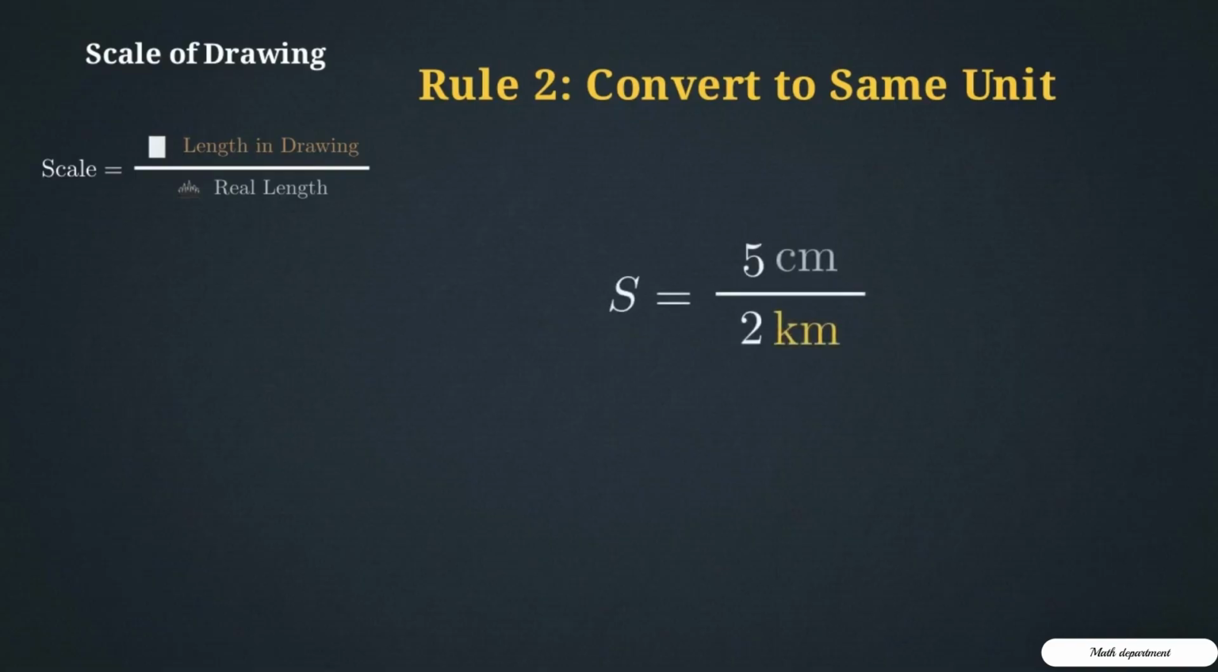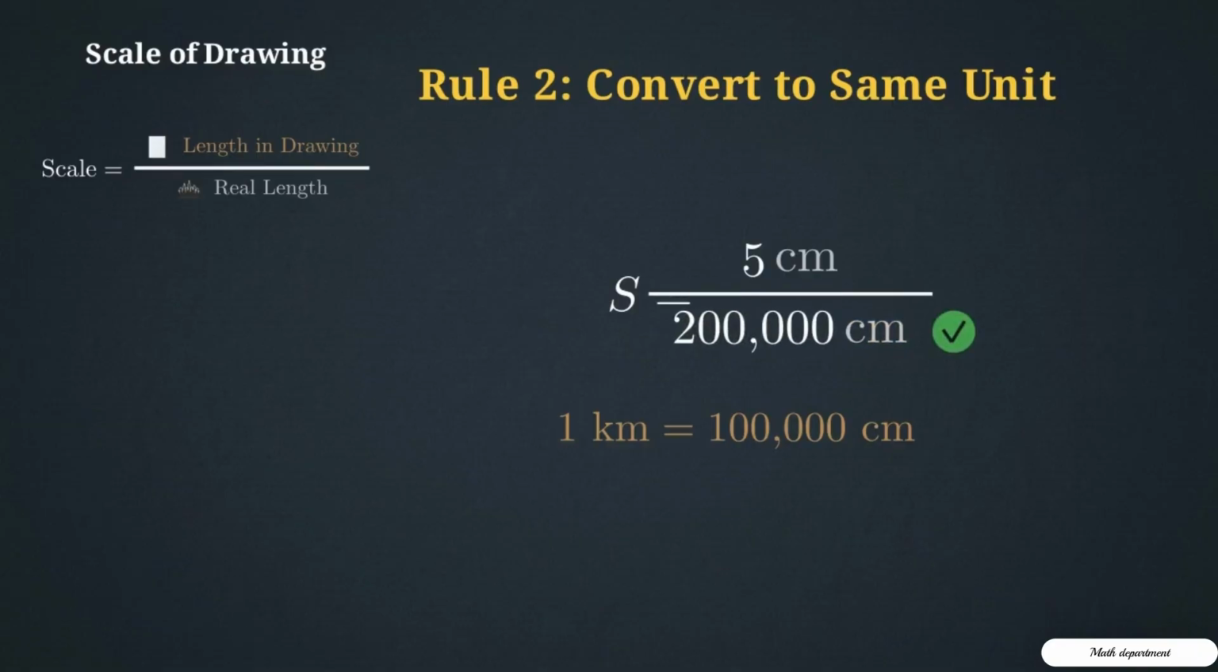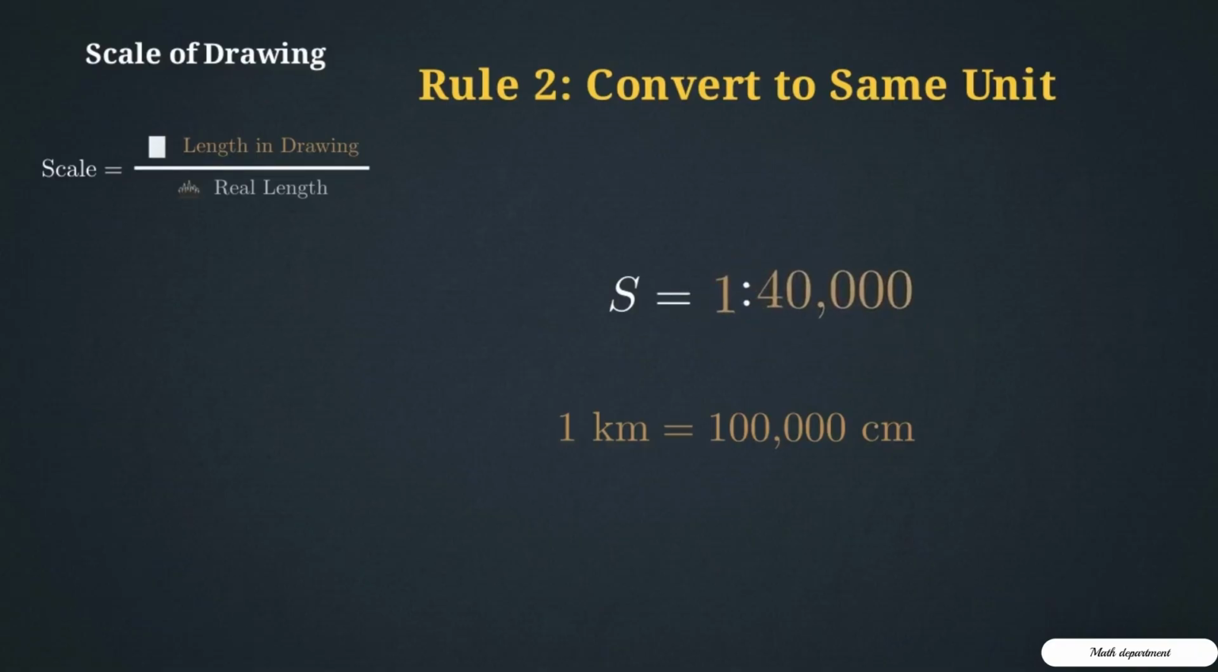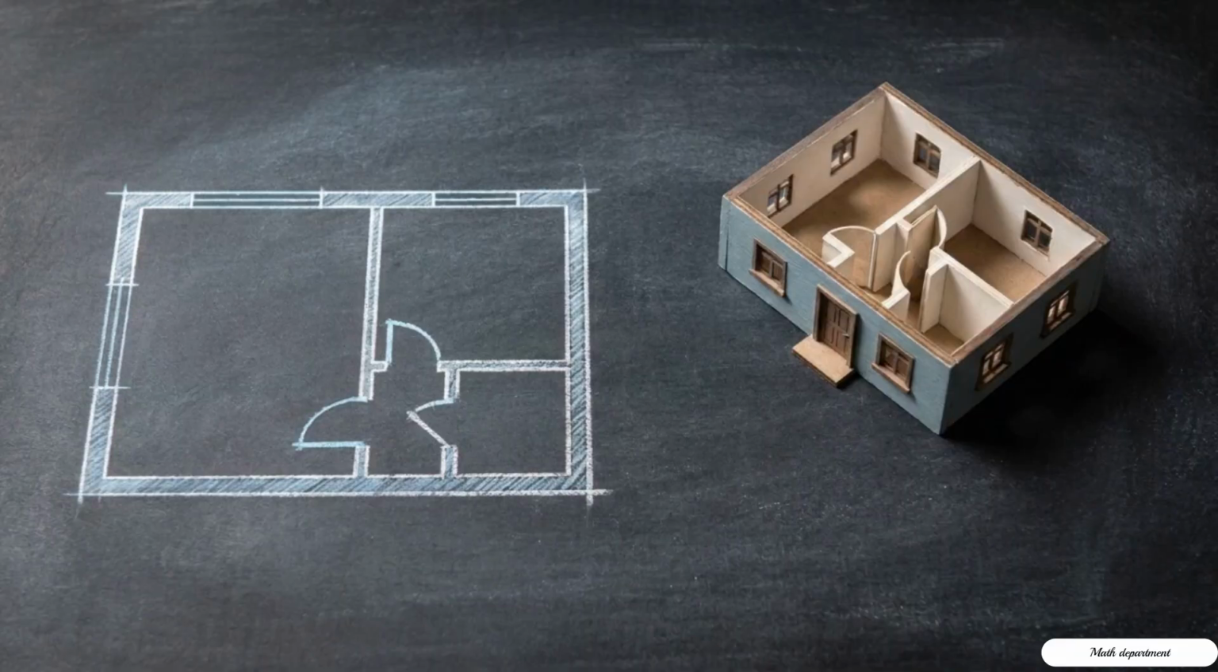Second, to make that first rule mathematically possible, both lengths in your formula must be converted into the exact same unit before you divide them. By matching the units and dividing, you create a unitless multiplier that bridges the gap between your page and reality.